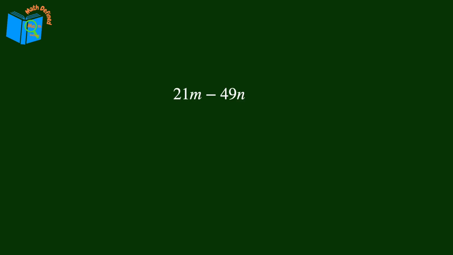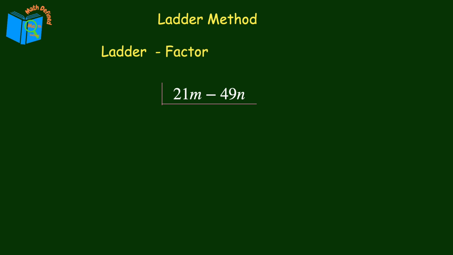Let's factor the same expression again using a different method called the ladder method. First, I'll place the expression into this ladder, which looks like an upside-down long division sign. Now I'm ready to start factoring. Looking at the coefficients, 21 and negative 49, I see that they share a common factor of 7. So I'll place this 7 on the outside of the ladder. Next, we divide each term by this shared factor of 7, just like we did using the traditional method. 21m divided by 7 is 3m, and negative 49n divided by 7 is negative 7n.